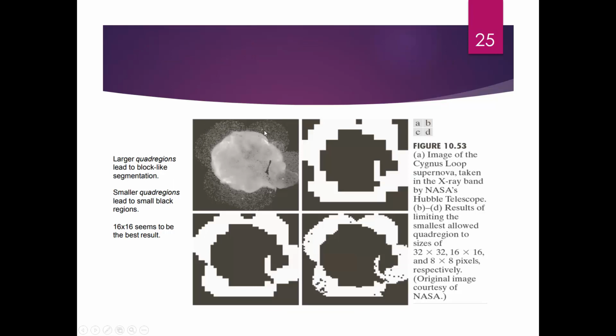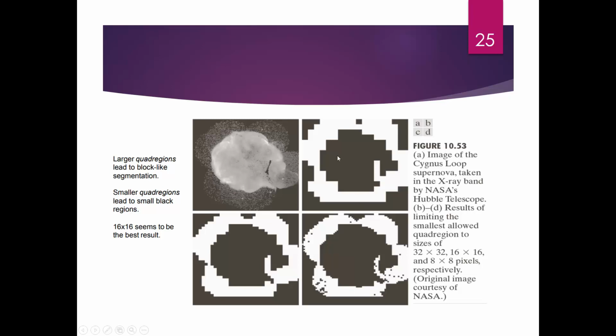Similarly, this one is an image where we applied region splitting and merging. Since you have to divide the complete image into 4 quadrants, and the size of that region, for example, if we choose 32 cross 32, then this corresponds to the output result of region splitting and merging. And if we choose a quadrant region like 16 cross 16, then figure C is the corresponding output. And if we choose 8 cross 8, then figure D is the corresponding output.